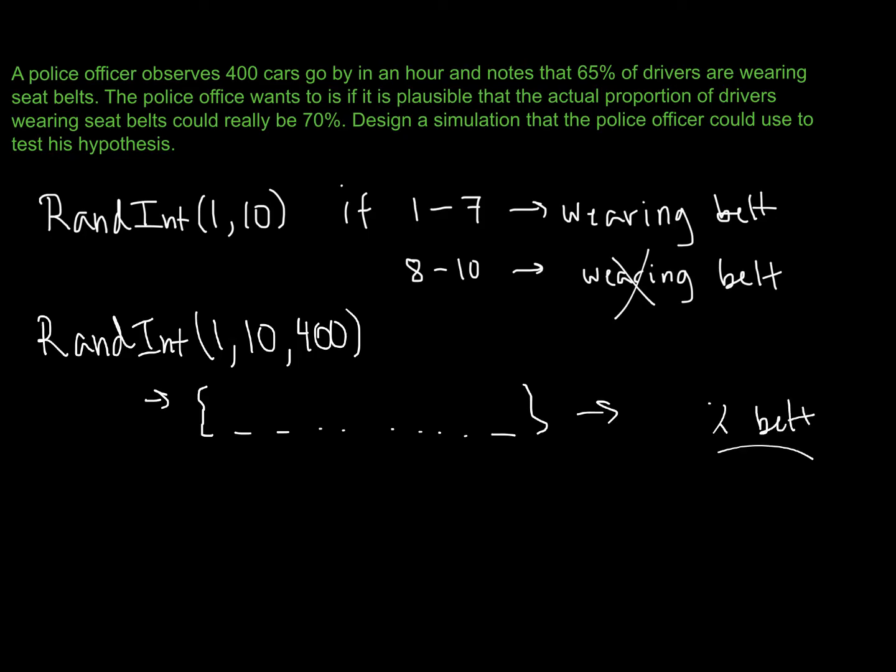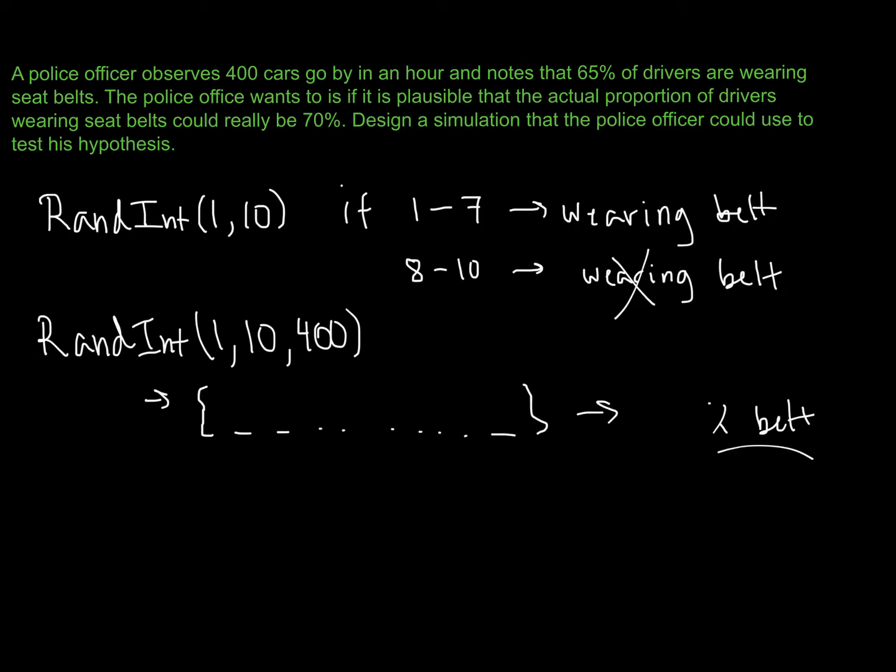Okay, now think about it this way. If we just do this one time, does that tell us anything? No, right? Because if you do this one time, maybe you do get 70%. Maybe you get 62%. Maybe you get 25%, right? If you get 25%, are you going to be really confident that you get 25% of them wearing seatbelts again? No. Probably not. So how many times should we run this simulation?